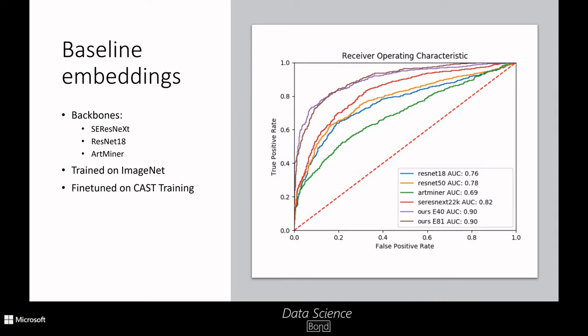So here we tried 3 different backbones. The first was ArtMiner, which is a work that was conducted on art objects, and also ResNet 18 and SE ResNext, which was an improvement of, so there's ResNet, which takes the residuals in order to do better inferencing. And after that, someone suggested ResNext, which employs some features from the inception layer.